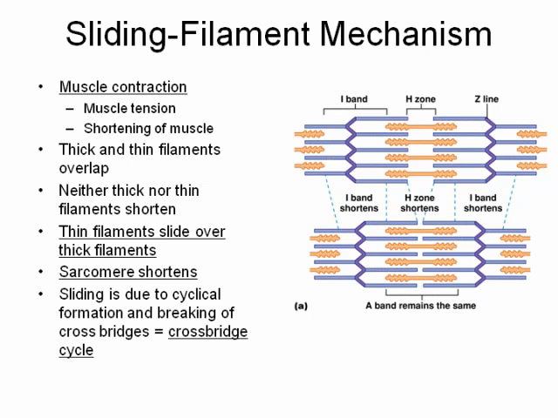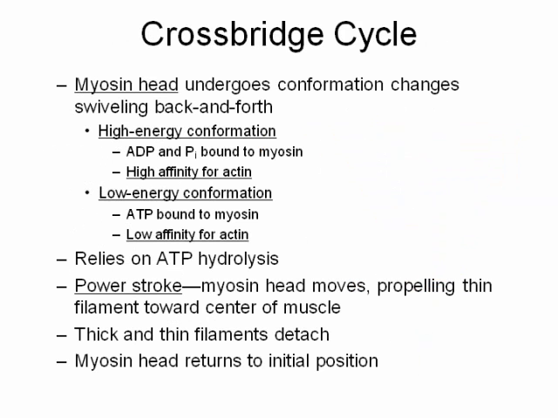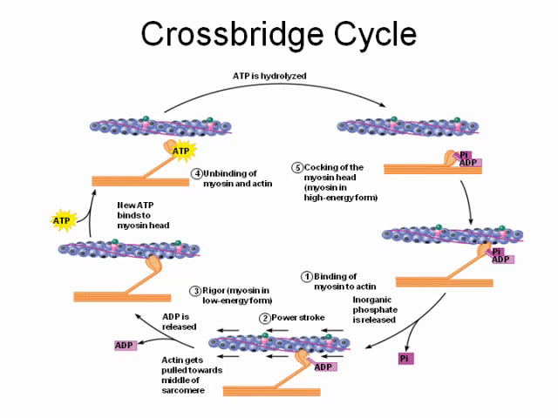This shortening is due to the cyclical formation and breaking of the myosin head binding to the actin here, what we call the cross bridge cycle. So we're going to look at this in some detail. And I'm going to probably switch back and forth between this slide and this figure.